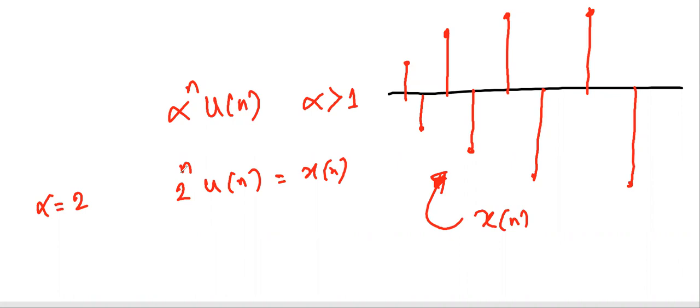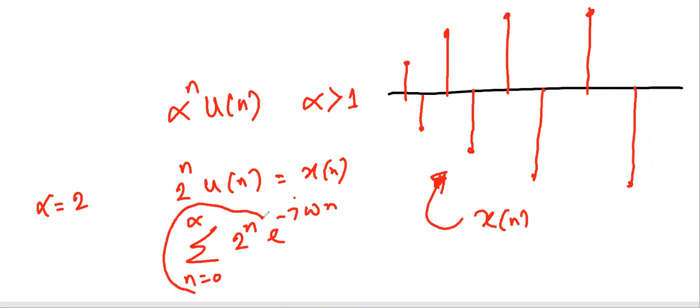Because that is not stable. Because the summation for n equals 0 to infinity of u[n] 2 to the power n, e to the power minus j omega n, this part is not summable. That's why we can't do the Fourier transform. However, if we represent the Z transform, with r to the power minus n, e to the power minus j omega n, in that case, what happens?